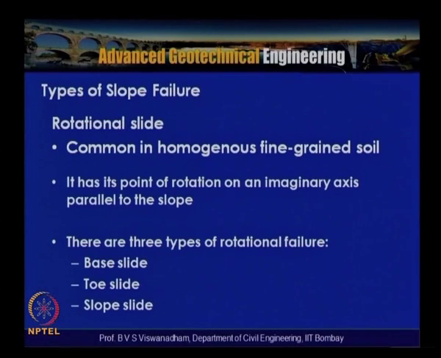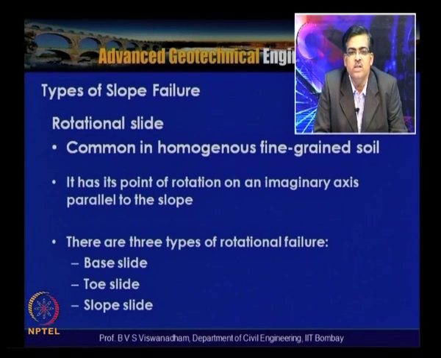The rotational slide is one of the common failures in homogeneous fine-grained soils. It has its point of rotation in space, on an imaginary axis parallel to the slope. So there are three types of slope failures basically. One is the base slide or base failure.